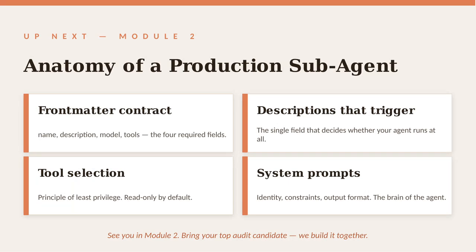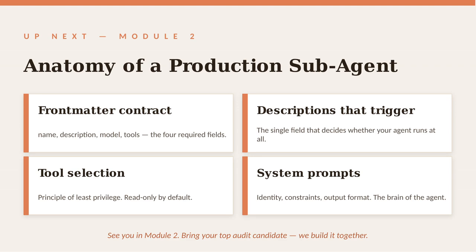Up next, Module 2. Anatomy of a production subagent. Where Module 1 taught you when to delegate, Module 2 teaches you how to author the actual subagent file. 4 topics. Front matter contract: name, description, model, tools, the 4 required fields and what each one buys you. The field that decides whether your agent loads at all.